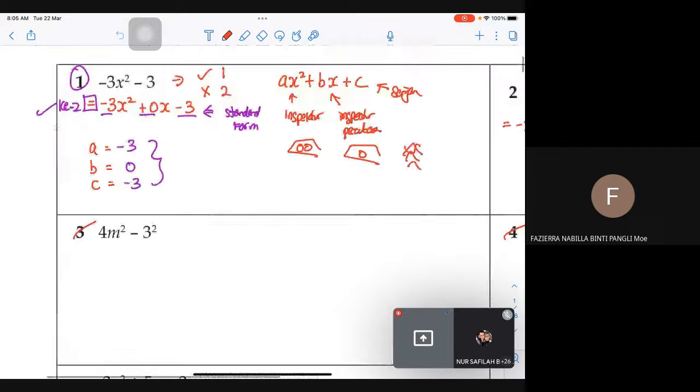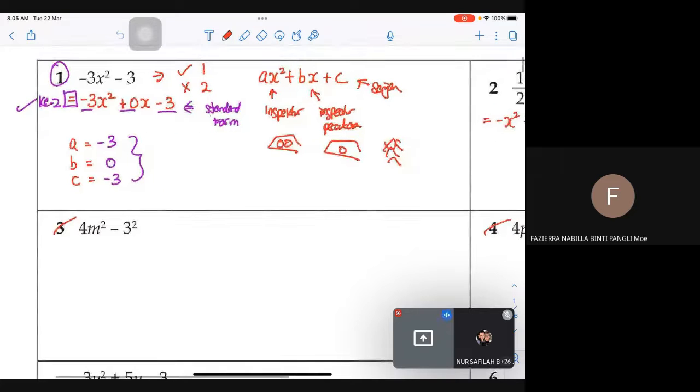First, do not forget. Let's say question number 3. When you want to check whether this one is quadratic or not, then you have to write the equal sign. This equal sign is at the second step, just like the question 3a plus 5a, then equal to 8a.